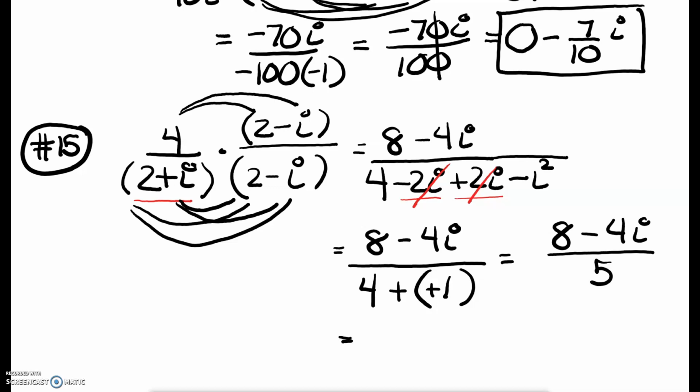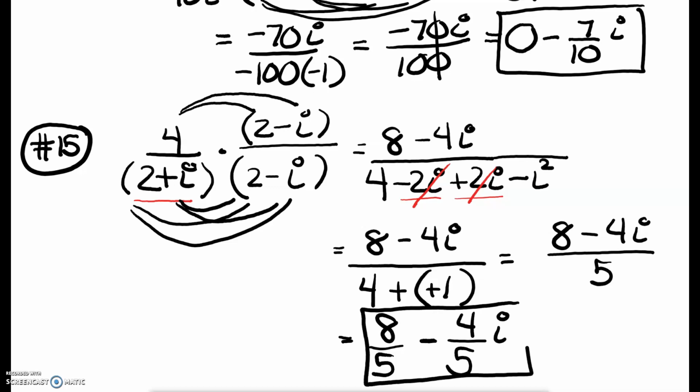Okay, so you should split this into 2 fractions so that it is in a plus bi form: 8 over 5 minus 4 over 5 i. If any of your fractions reduce, you should reduce them. And that is the final answer.